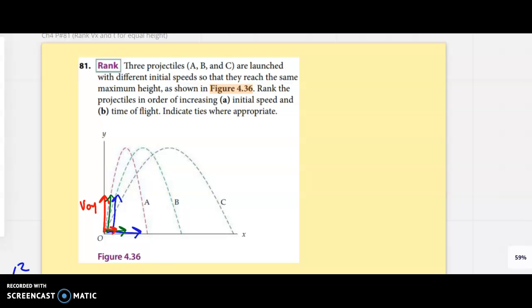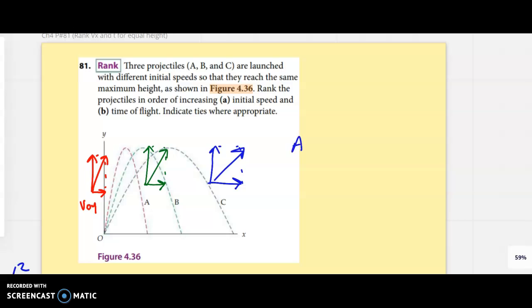And so now if I took those vectors and I showed them to you head to tail, at an arbitrary space here so you can see them separate from each other, the blue one is going to be the biggest, then the green one is the middle, and the red one is the smallest. And so initial speed, it's supposed to be increasing, so we'll say A is the smallest, and then B, and then C.